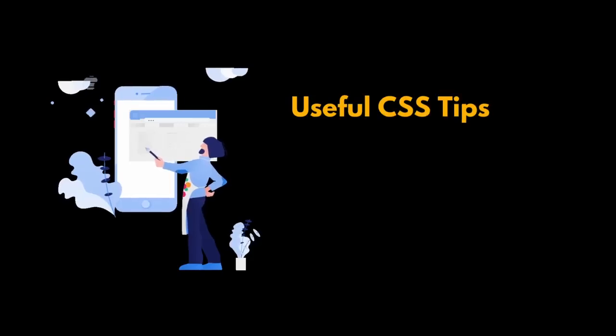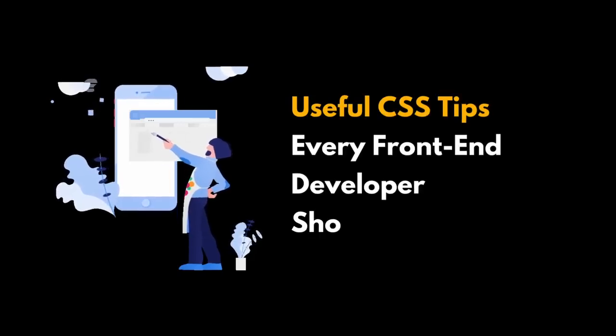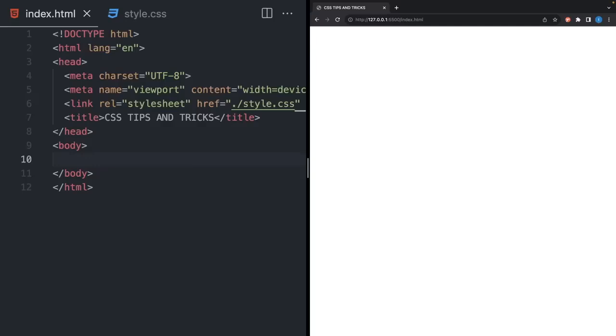Hello friends, today I will share some useful CSS tips that every front-end developer should know. The first one is clip path. It allows you to create custom shapes by clipping the visible area of an HTML element.